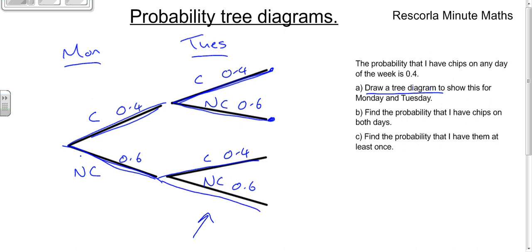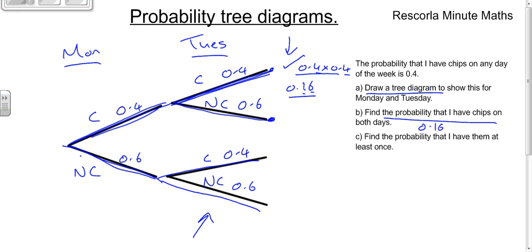So now what we've got to do is find the probability that I've had chips on both days. So we've got to find that eventuality. So that is the top one here. And that's because I had chips on the Monday, so I've gone down that road, and I've had chips on the Tuesday, so I've gone down that road, which leads me to here. Now, with tree diagrams, the way you work out the probabilities at the end is you multiply the numbers together. So it's going to be 0.4 times 0.4. And I don't mind if you use a calculator for this one. 4 times 4 is 16. There must be 2 decimal places there. That's going to be 0.16. So the probability here is 0.16.